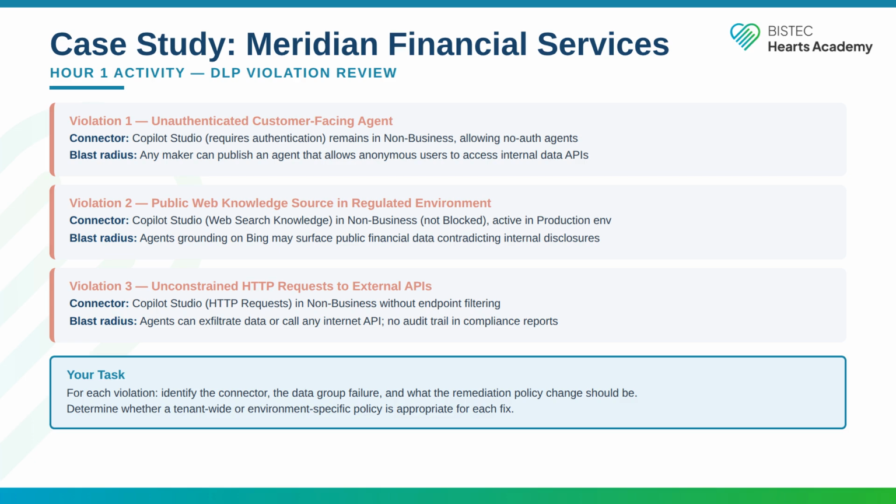Because the requirement, no anonymous agents, applies everywhere in the tenant, this fix belongs in a tenant-wide policy. Violation 2 is a public web knowledge source in the regulated production environment.